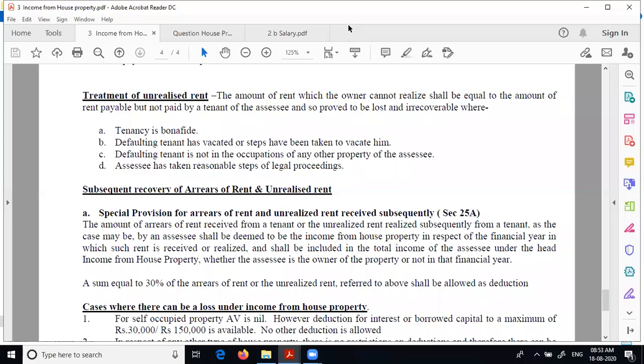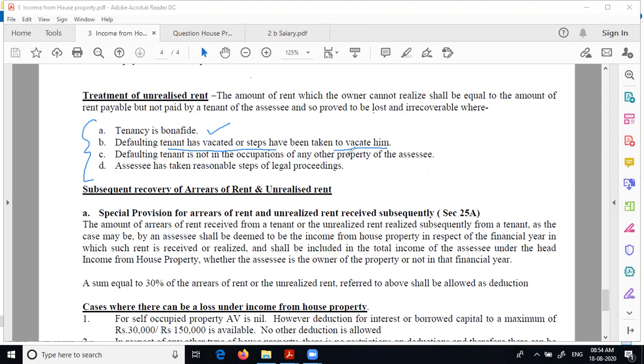So obviously you cannot just claim it as a reduction. You can get it as a deduction from your annual rent only if these conditions are satisfied. One is that the tenancy is bona fide, that there is a genuine tenancy. The defaulting tenant has vacated, or steps have been taken to vacate him.